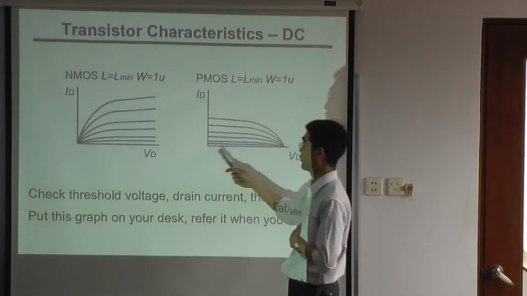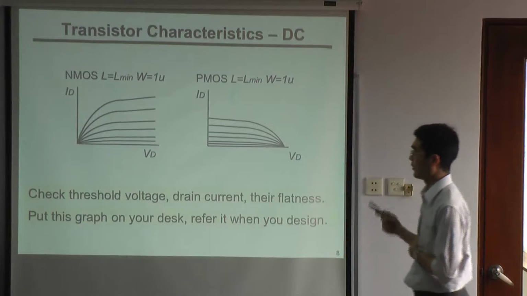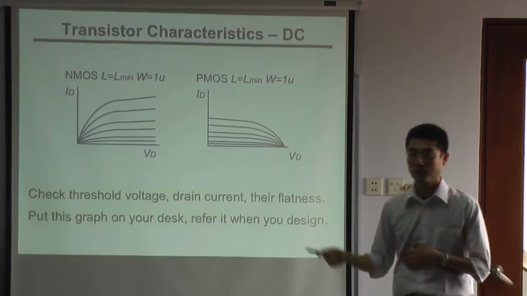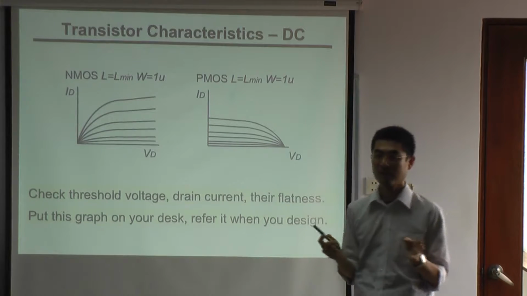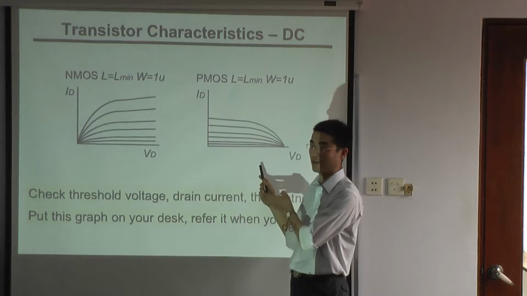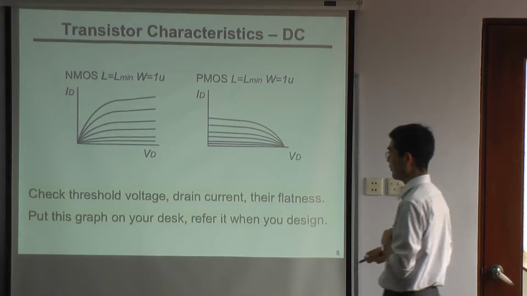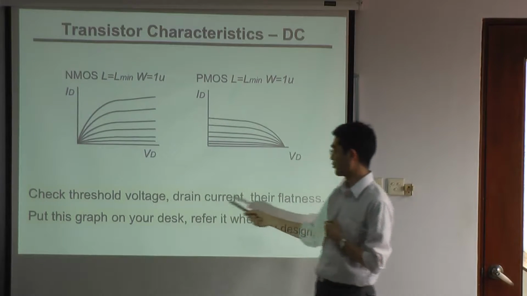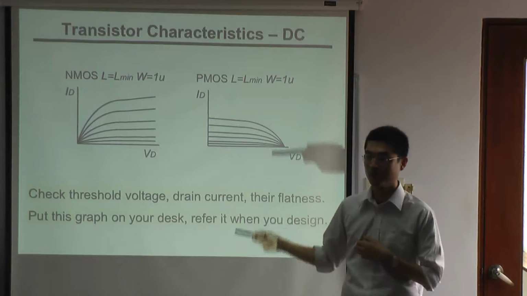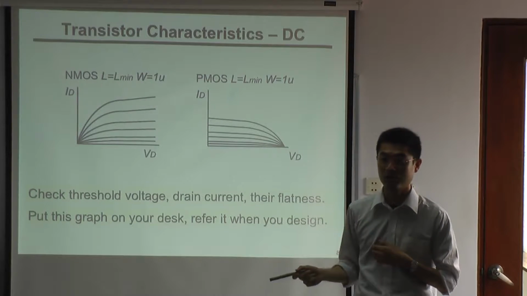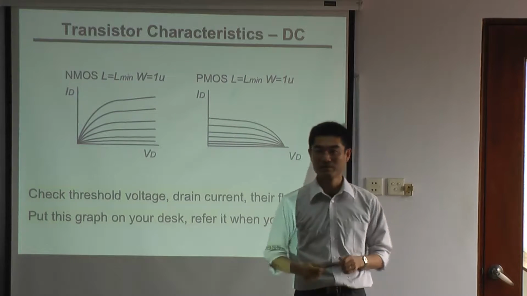And from here you can see the ratio of NMOS and PMOS. This graph gives you very big information. Especially when you do building design and analog circuit design, you often come back to this graph to decide a bias function. By using this graph, check threshold voltage, drain current, and flatness. So this graph is often referred to while you design a circuit. So print out this graph and put it on your desk.